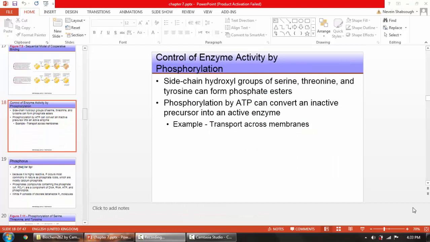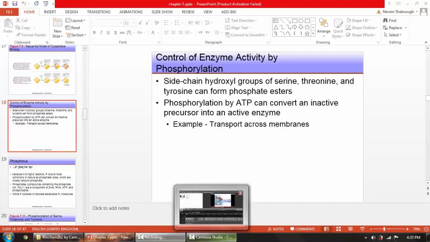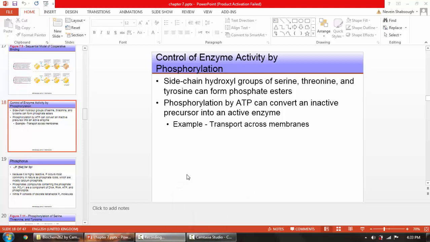Okay, now we want to talk about control of enzyme activity by phosphorylation. Many enzymes have side chain hydroxyl groups, serine, threonine, and tyrosine, and this hydroxyl group can be phosphorylated. By what? By ATP. Upon this phosphorylation, which is also called covalent modification, an inactive enzyme can be converted into an active one, but not always, because for other enzymes, dephosphorylation activates the enzyme. Now, examples.